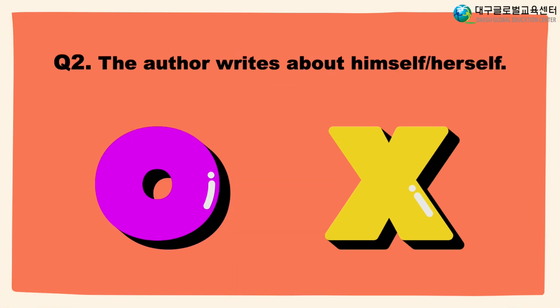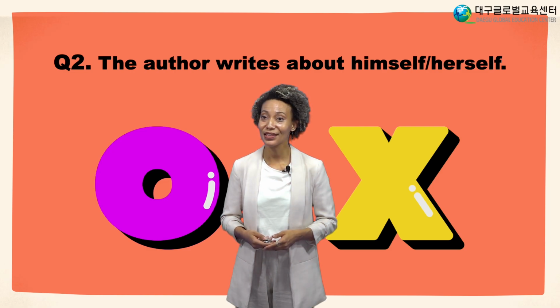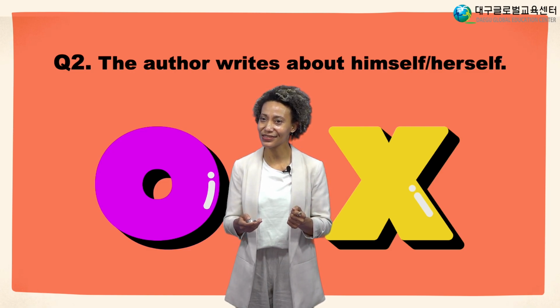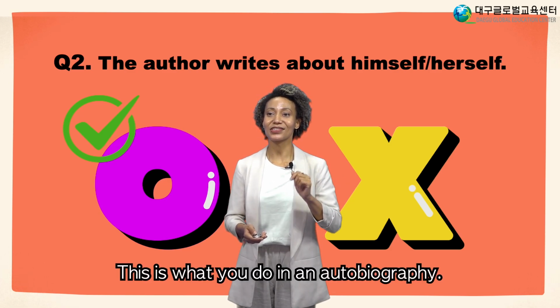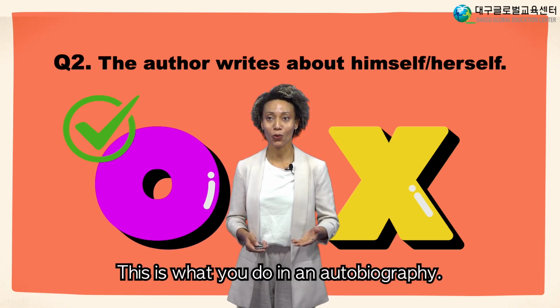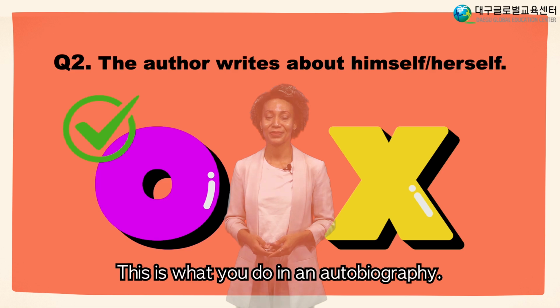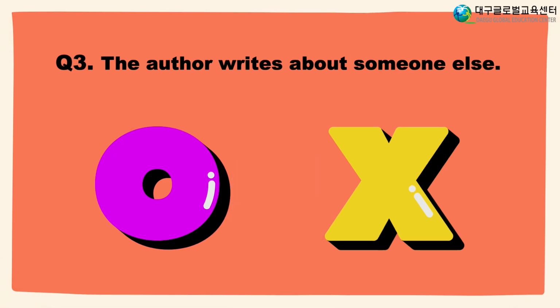Number 2. The author writes about himself or herself. The answer is O. Yes. This is what you do in an autobiography. Number 3. The author writes about someone else.